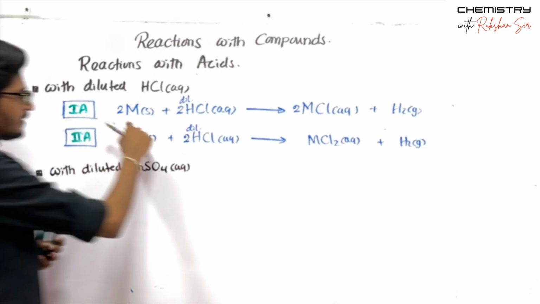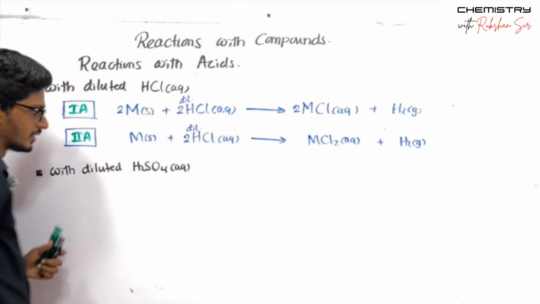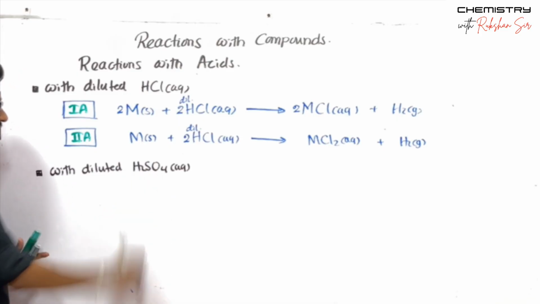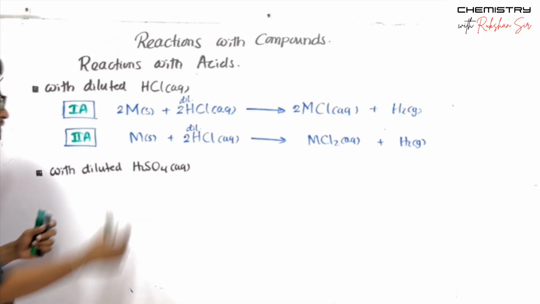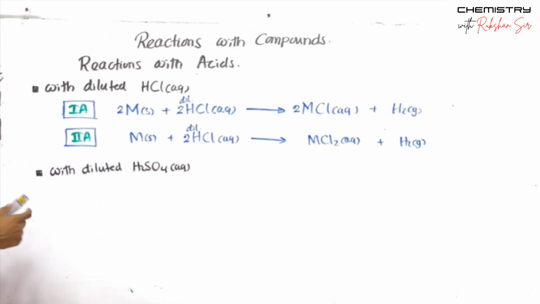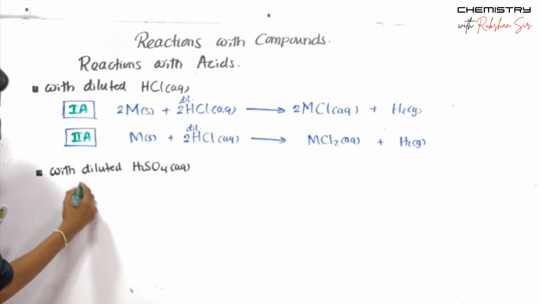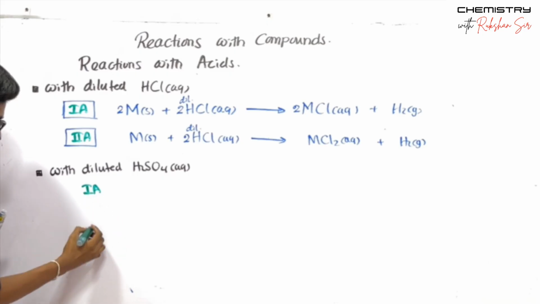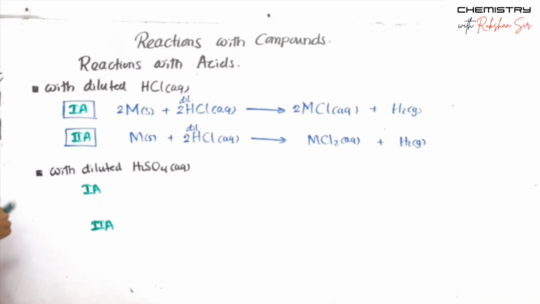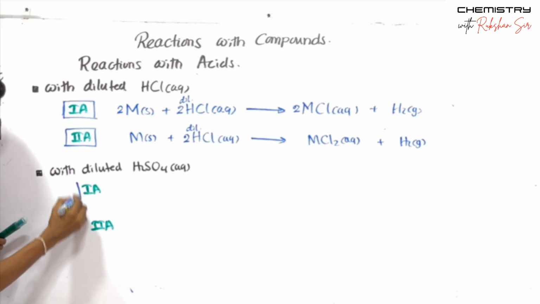So the metal oxidizes and connects with the anion from the acid. In this case, it is SO4 minus, and the H plus of the acid will reduce to H2. That is the idea. Simple as that.